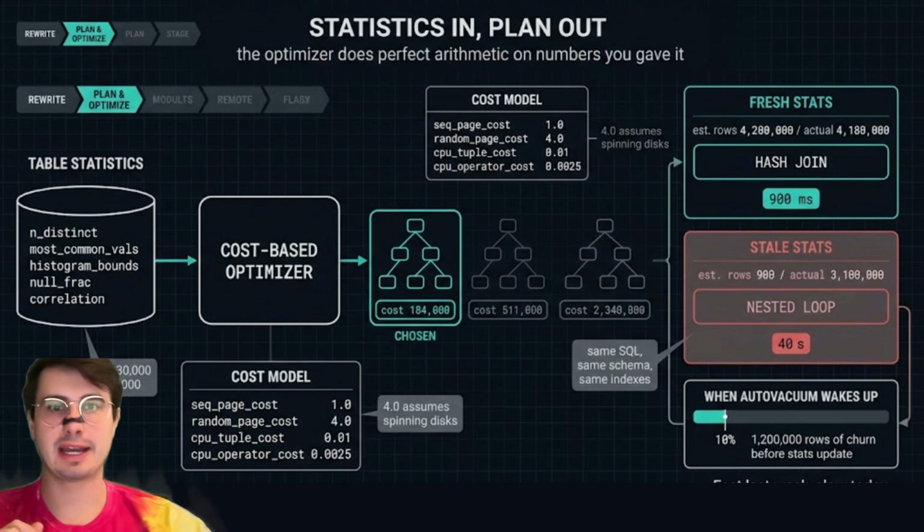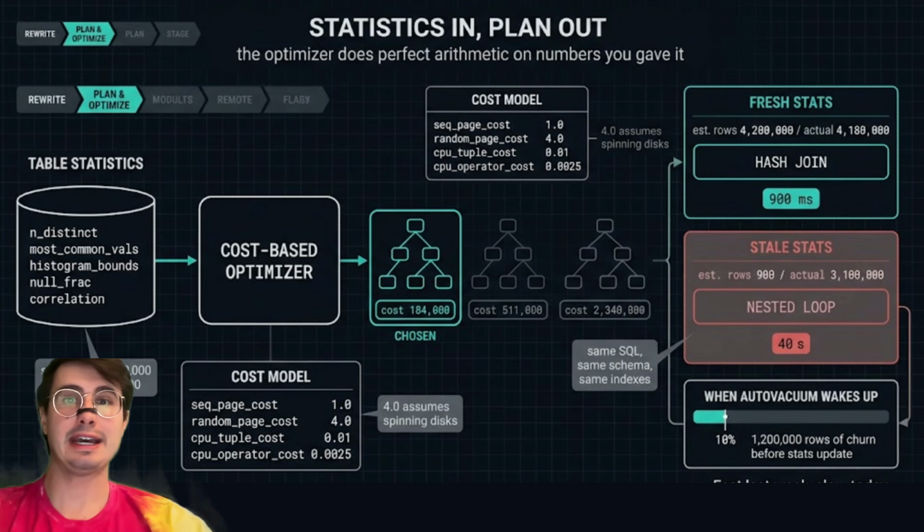So just keep that in mind. And so now the optimizer, right, it generates candidate plans, then assigns each one a cost, right? And cost is a unitless number. It's not milliseconds. In Postgres, cost 1.0 is essentially defined as the cost of reading one page sequentially from disk, and then everything else is priced relative to that.